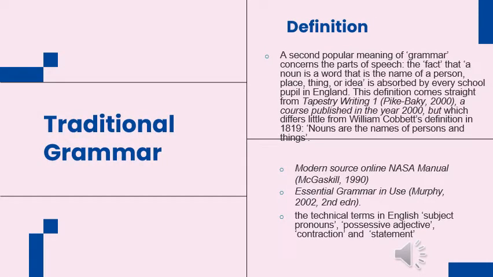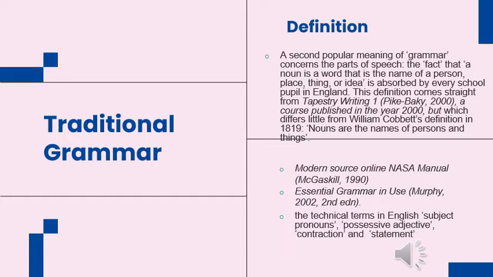The popular meaning of grammar concerns the parts of speech. The fact that a noun is a word that is the name of a person, place, thing, or idea has been absorbed by every school pupil in England. This definition came straight from Tapestry Writing 1 by Pike and Barkey, 2000. This was published in the year 2000, but there has been little difference from William Cobbett's definition in 1819. For William, his definition was nouns are the names of persons and things.